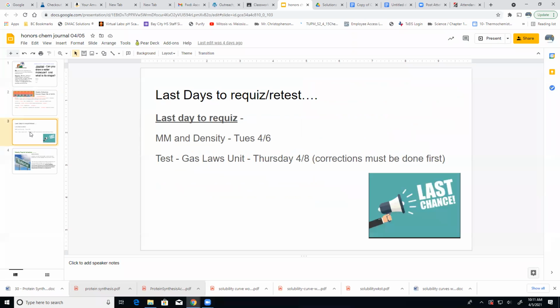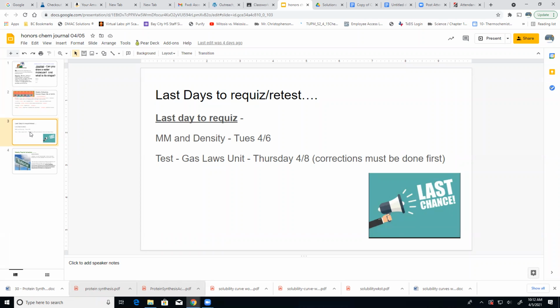Let's see what else. Retakes. About the only thing we have left for the retake is the molar mass and density quiz. And then if you're going to retake your gas laws test, you cannot retake your gas laws test until you correct it. So if you look at my tutorials up on the board, that's all the tutorials I have this week. You can't come in Thursday after school and tell me that you want to retake the gas test, because I'm not going to sit there long enough for you to do corrections and then to retest. Too long. You have to do corrections ahead of time on that. So any questions on that? All right, so just make sure that you get done what you need to do during those certain times.